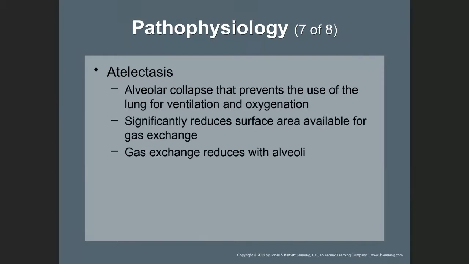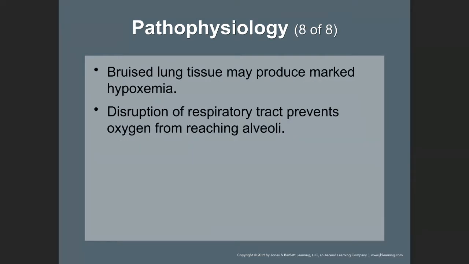It significantly reduces the surface area available for gas exchange, and gas exchange is reduced with the alveoli. It also provides more surface area for bacteria to invade the lung. Bruised lung tissue may produce marked hypoxemia. Disruption of the respiratory tract prevents oxygen from reaching the alveoli.